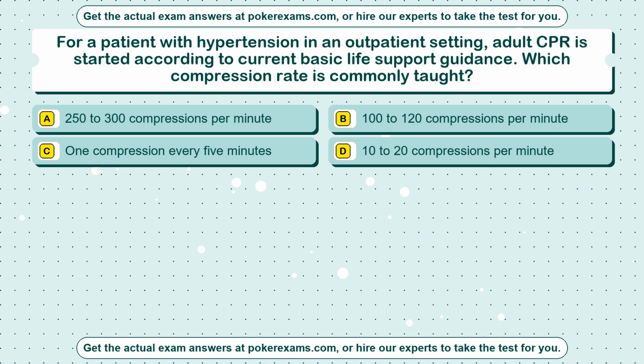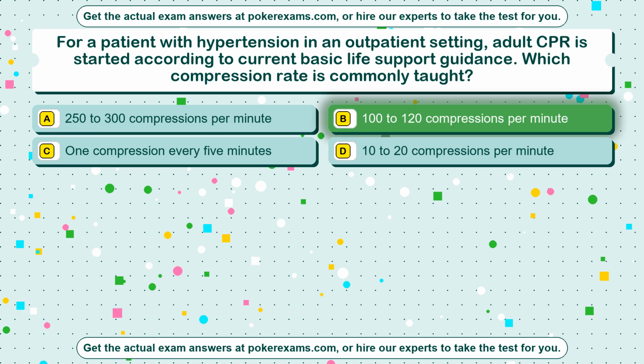Question 71. For a patient with hypertension in an outpatient setting, adult CPR is started according to current basic life support guidance. Which compression rate is commonly taught? Option A, 250 to 300 compressions per minute. Option B, 100 to 120 compressions per minute. Option C, 1 compression every 5 minutes. Option D, 10 to 20 compressions per minute.